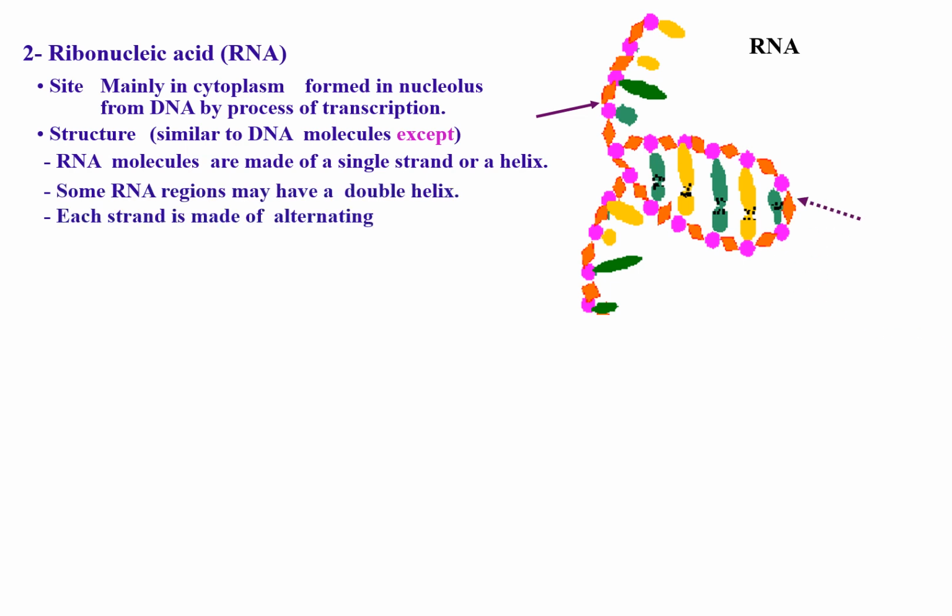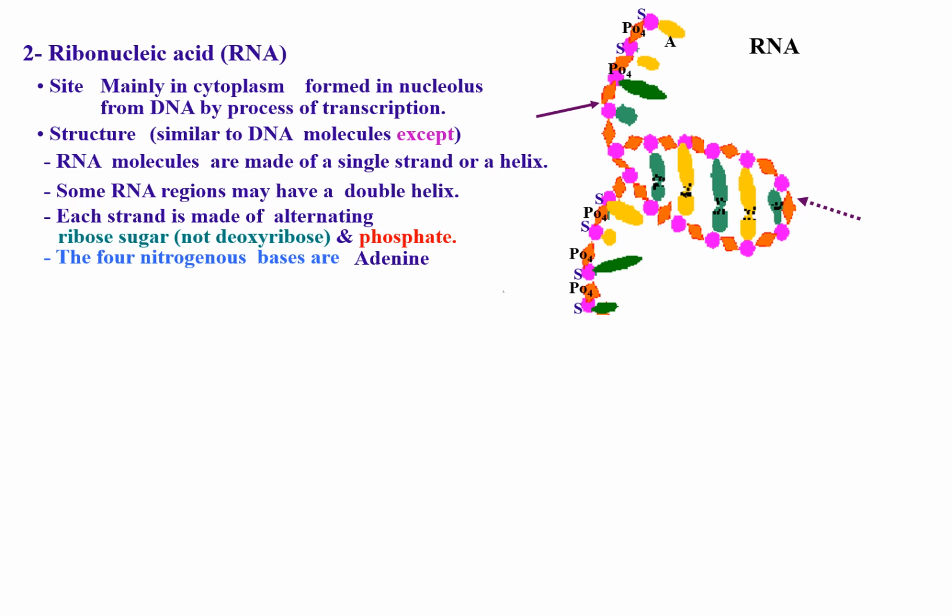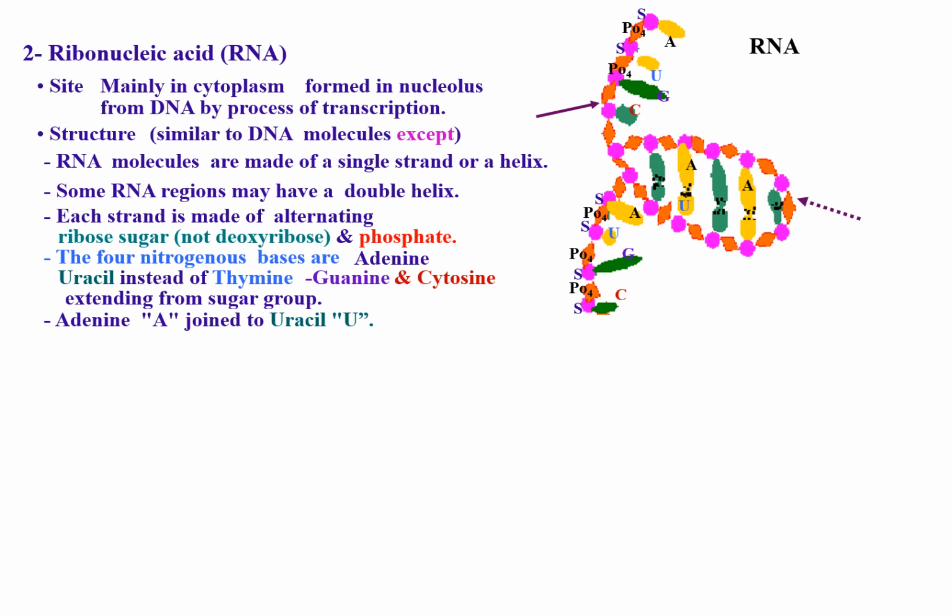Each strand is made of alternating ribose sugar, not desoxyribose, and phosphate. The four nitrogenous bases are adenine, uracil instead of thymine, guanine, and cytosine, extending from the sugar group. Adenine is always joined to uracil, while guanine is always joined to cytosine by a hydrogen bond.